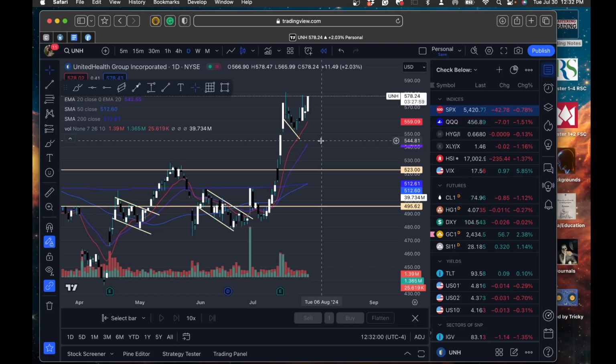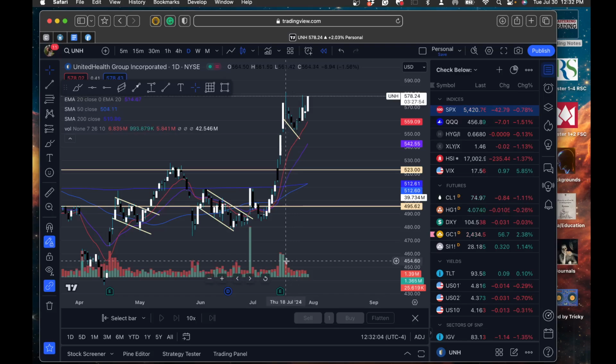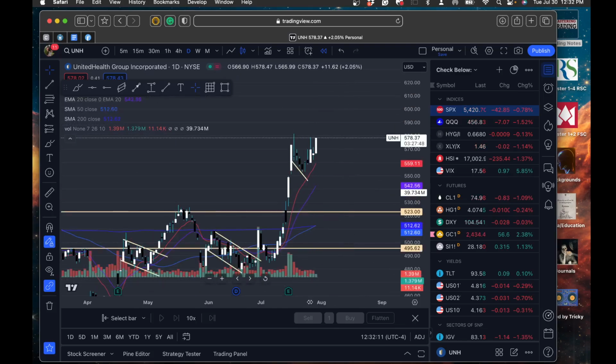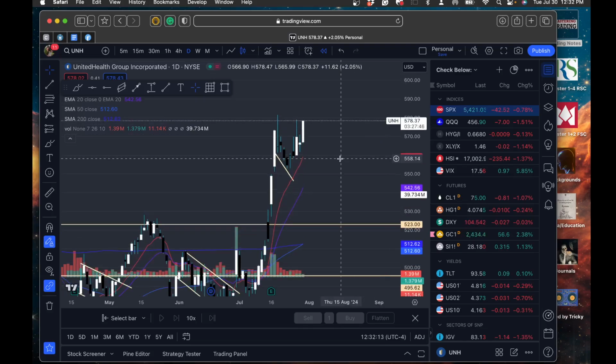why was this a valid setup? Yeah, we got the power earnings gap, it gapped up. We got the low volume pullback into the 10. And we got this, I don't know if I've talked about this before, but this is what I refer to as the quote-unquote God candle.